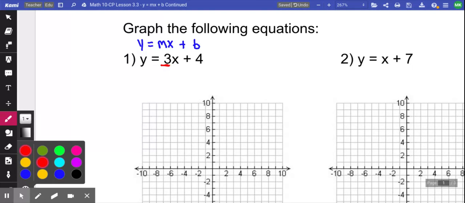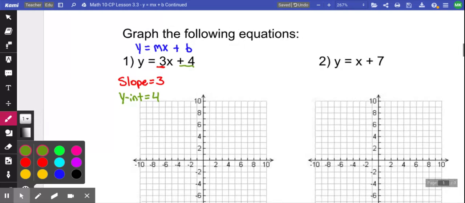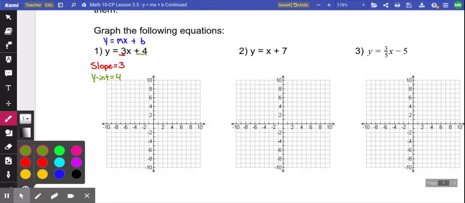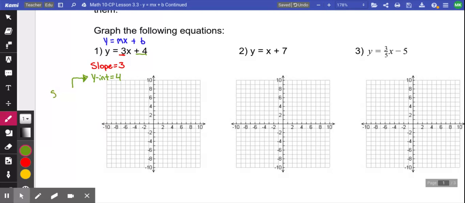So in this case, my slope is 3, and my y-intercept is 4. Perfect. Once you've identified these two things, you're going to try to graph it. To graph something, you have to have a starting point. This y-intercept value is your start point. So you can go to your y-axis and draw a dot at 4. Like that.